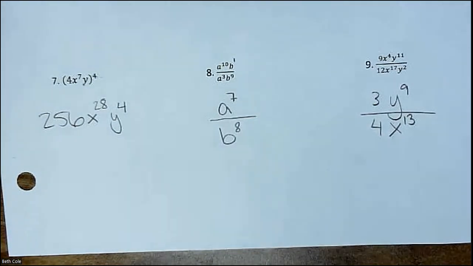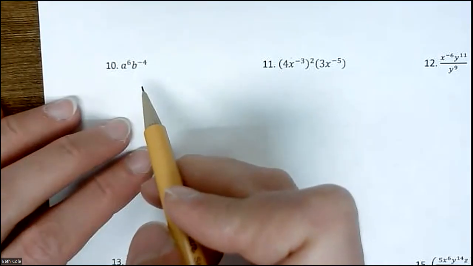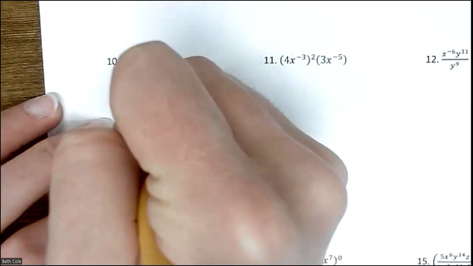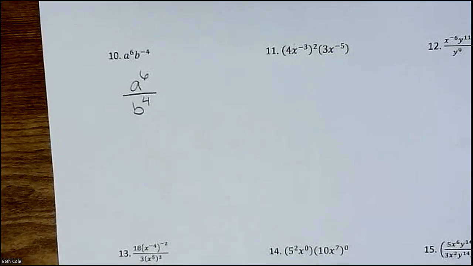Do you get what I'm saying? So that's how that is on your test. All right, for this one, negatives are traitors. That's going to go down to the denominator. So that b to the fourth goes down to the denominator. That's it. That's all that there is on that question.